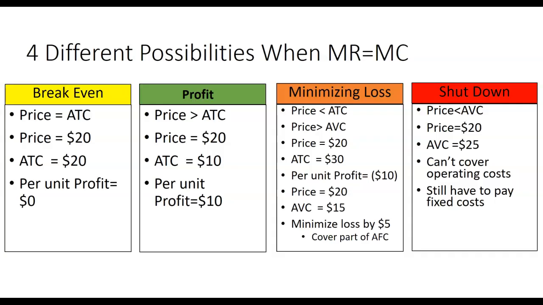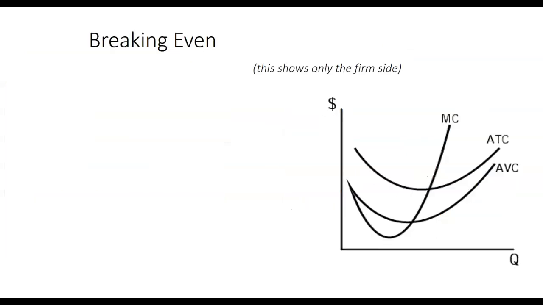Which means if I produce, I can sell my good for $20. It costs me $25 per unit just to run the operations. So I'm losing $5, and then on top of that I have to pay my fixed costs. Well, in that case, it's better just to run out your leases, to not operate, and just wait until the long run, which we'll talk about later.